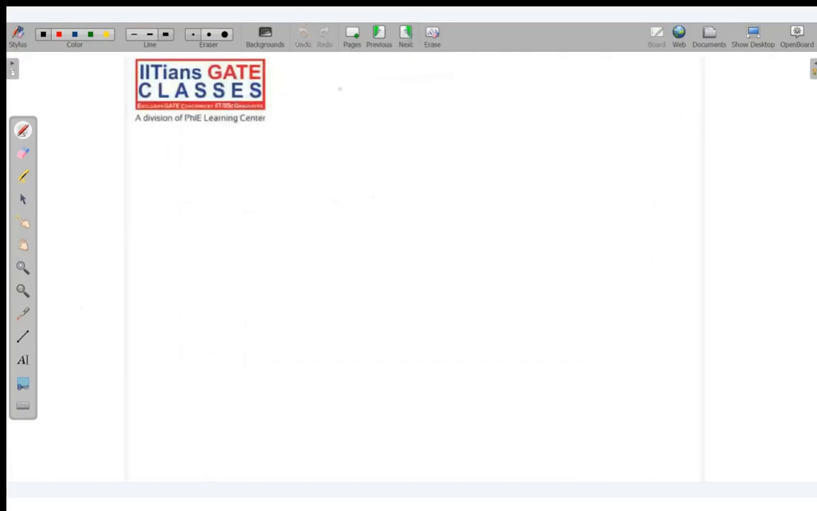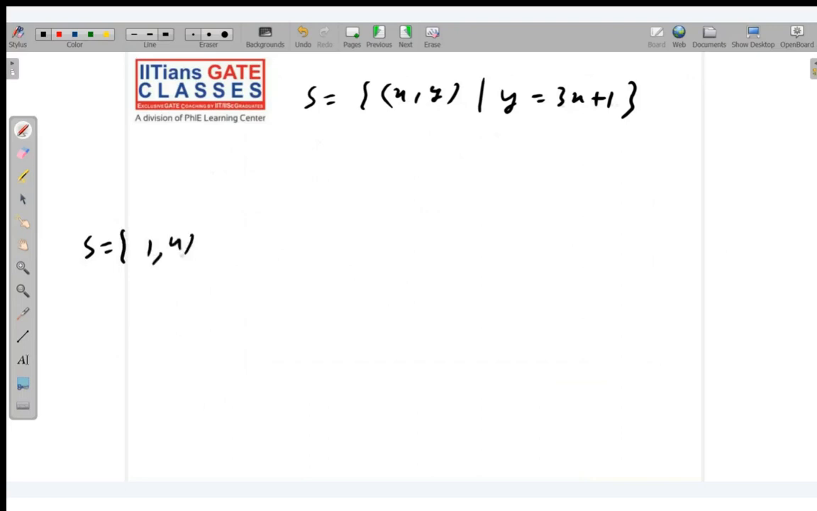So next question is S is equal to (x, y) such that y is equal to 3x plus 1. This is the relation. If I want to give you an idea how this relation will look, you can take any value. When x is 1, y will be what? 3 into 1 plus 1, that is 4. When x is 0.1, you will say 1.3. When x is 2, you will say 6 plus 1, 7. 2 is related to 7 and so on.